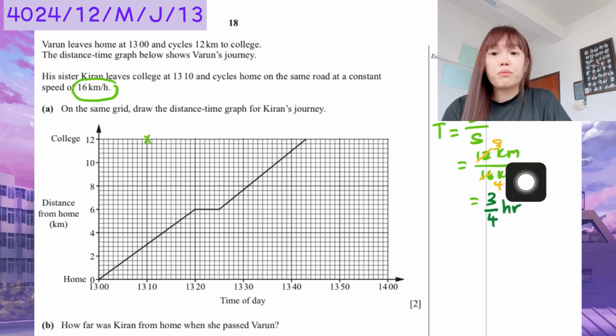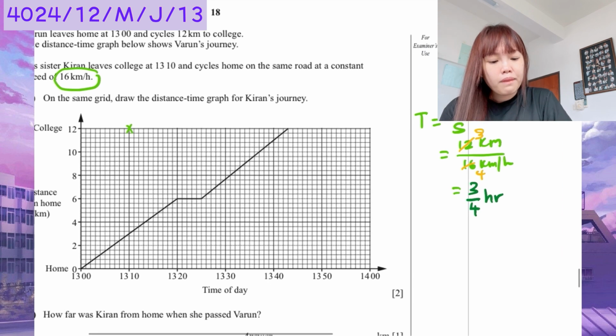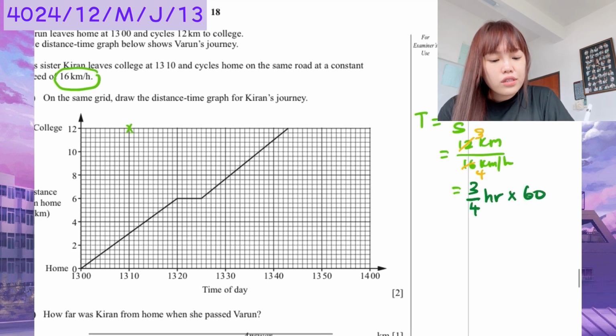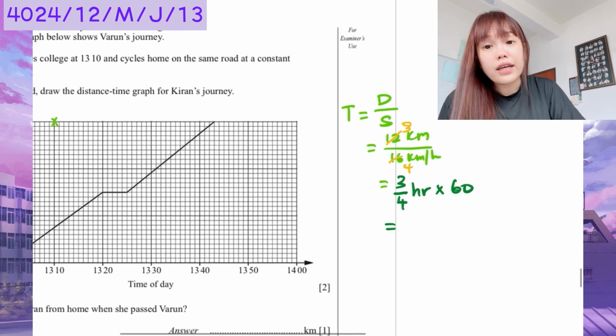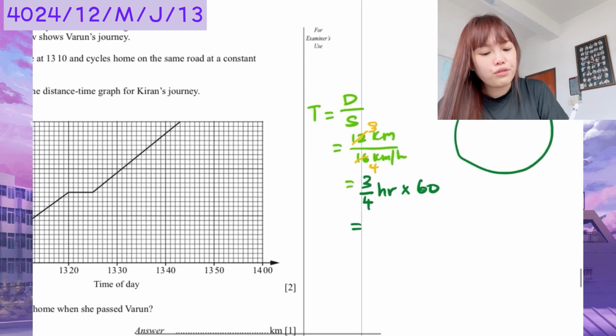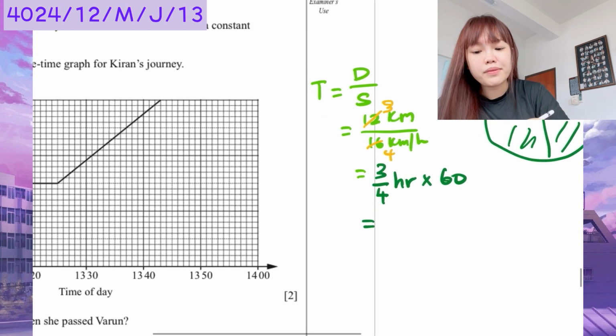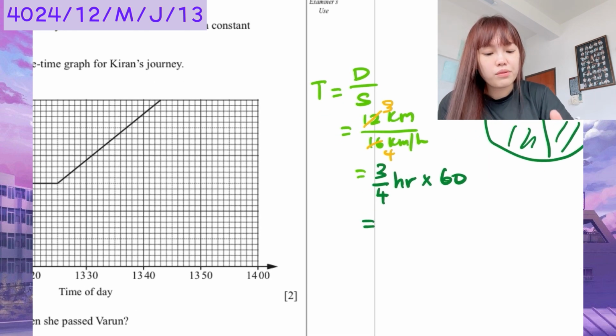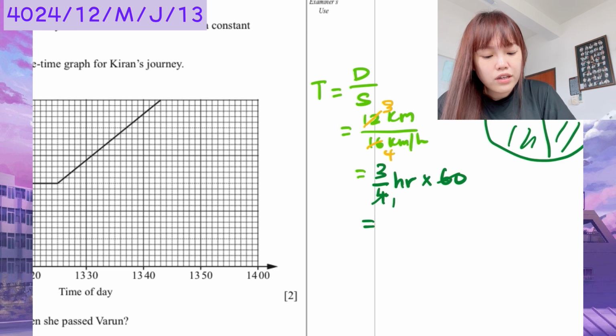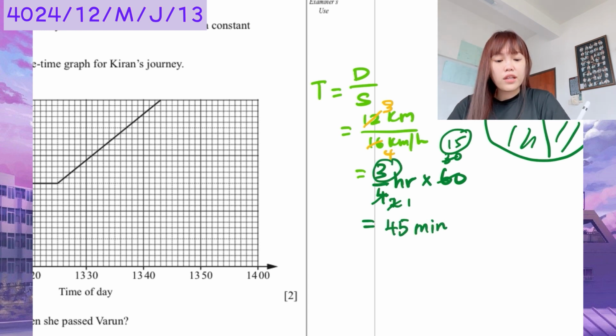Because the speed is kilometer per hour, so it must be in hour. 3 over 4 hour, times 60, is 45 minutes. As I say, if you know your clock, 3 over 4 is like this, right? This is 45 minutes. Or you can times 60 without knowing this one also. So 60 divided by 2 is 30, divided by 2 again is 15. 15 times 3 is 45, so it's 45 minutes.